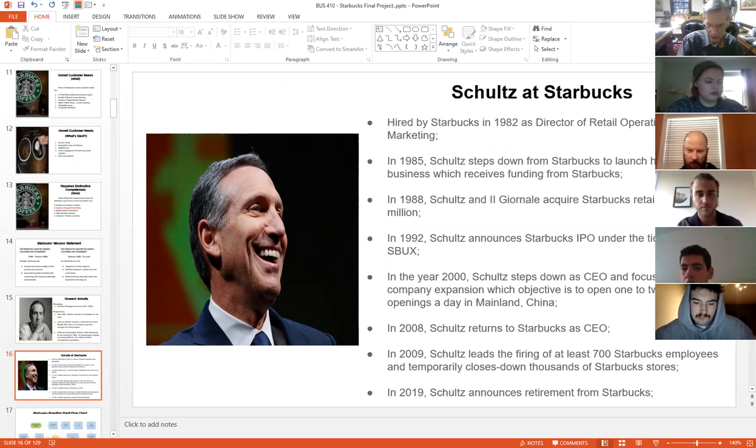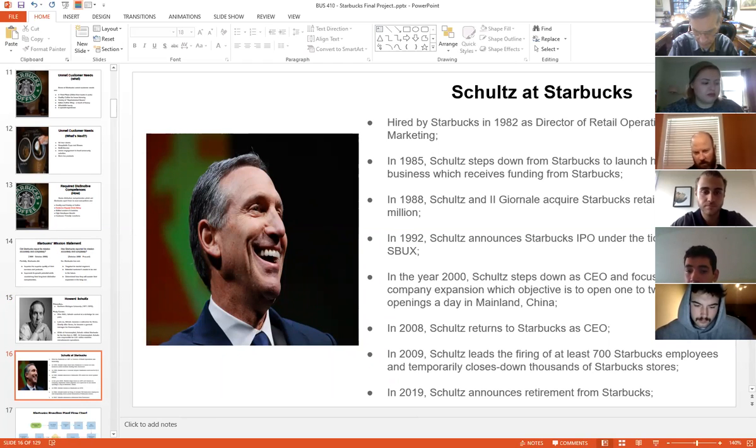So the reason why Schultz stepped down from Starbucks in 1985 is because while at Starbucks he went to Europe and saw that there were new drinks on the menu, and when he came back to the U.S. and tried to convince the Starbucks CEOs to introduce these drinks into the U.S. market, the Starbucks CEOs declined. So Schultz decided to leave Starbucks and open his own company.